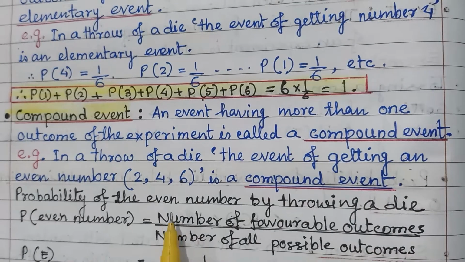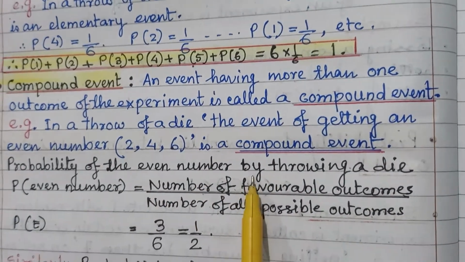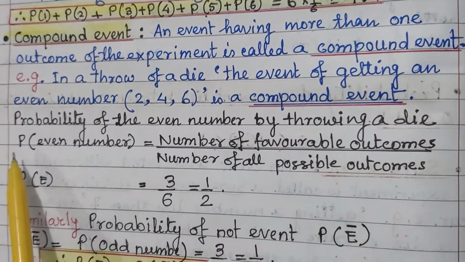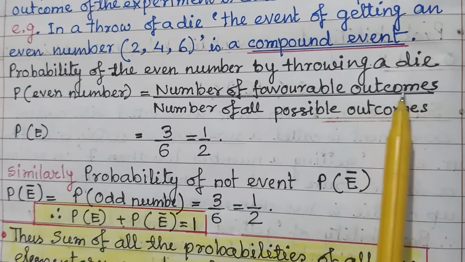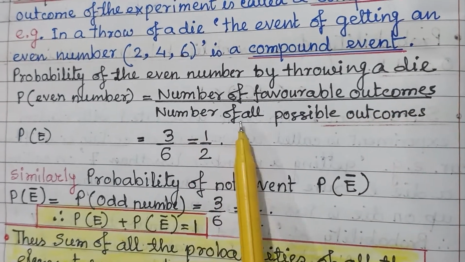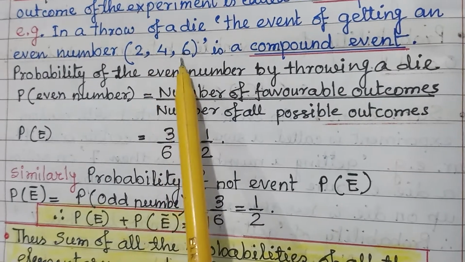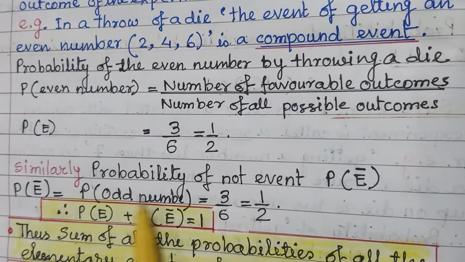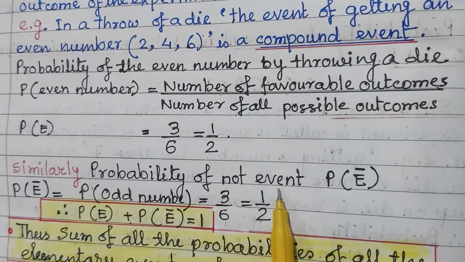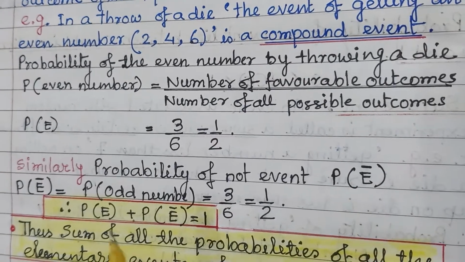So the probability of an even number by throwing a die is the number of favorable outcomes upon the number of all possible outcomes. There are 3 favorable outcomes, so 3 out of 6, which is 1 upon 2. Similarly, the probability of not E, called E dash, the complement of the event, which here means an odd number.